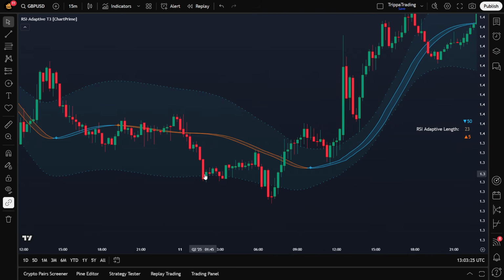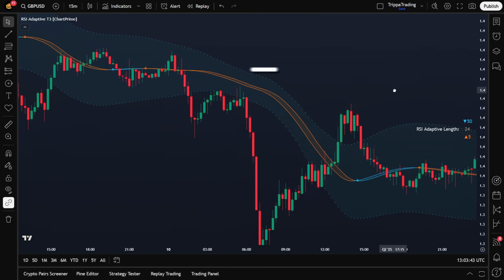And don't forget about that info panel. It gives you extra insight. A shorter length means the T3 is reacting fast to market changes. A longer one means it's staying smooth and filtering out short-term noise. Knowing this can help you understand the market's current tempo and adjust your expectations accordingly.